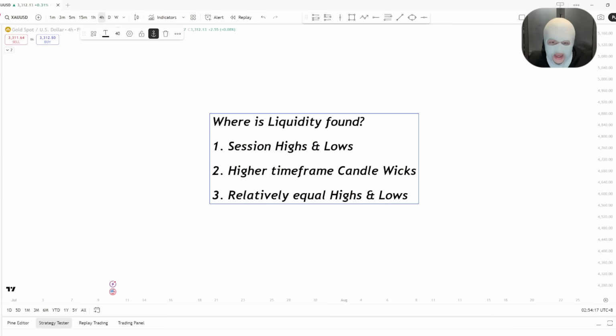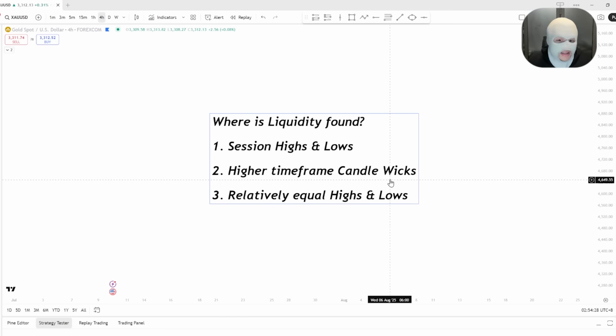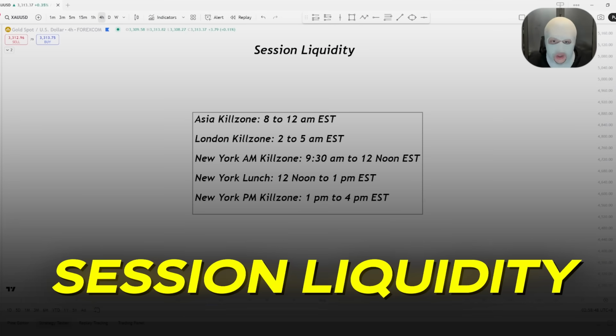In simple terms, liquidity refers to the presence of stop loss orders in the markets. These are typically found, in order of importance, at session highs and lows, higher time frame candle wicks, and relative equal highs and lows. First up, session liquidity.